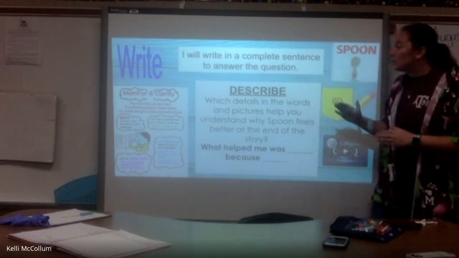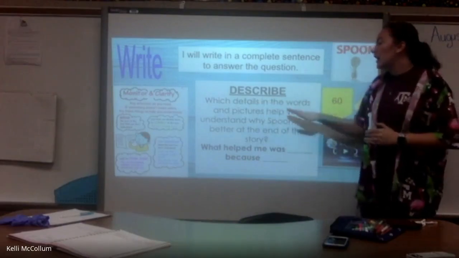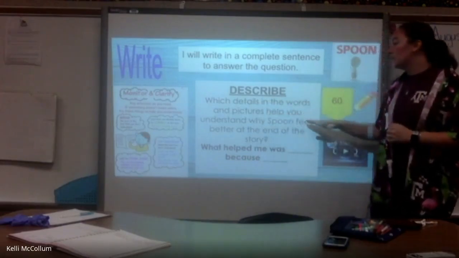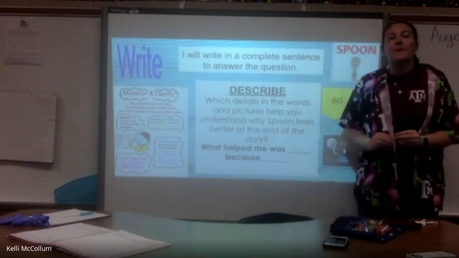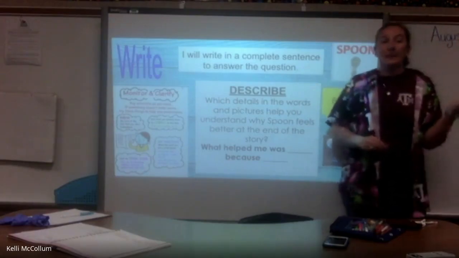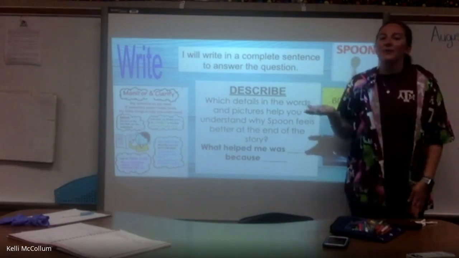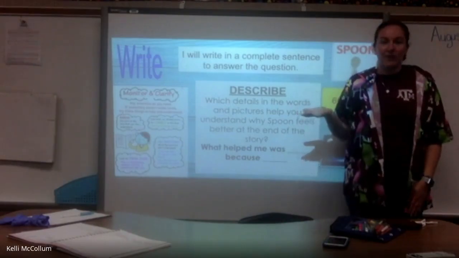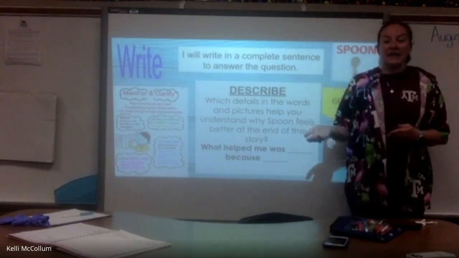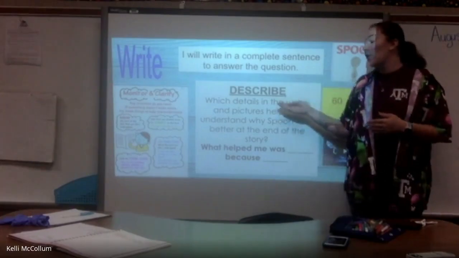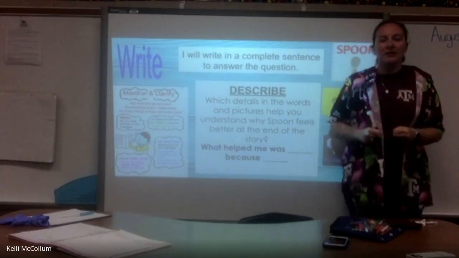So today I want you to think, which details in the words and pictures help you understand why Spoon feels better at the end of the story? That's a lot to think about. So let's think, how did Spoon feel at the beginning? Not so good, right? But how did Spoon feel at the end of the story? Okay, why do we know that Spoon feels different at the beginning than the end? What helped us? Were there words that helped you, or did the pictures help you? You tell me, what helped you understand the story better?